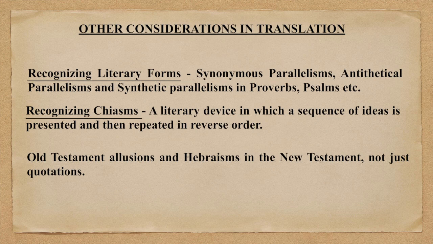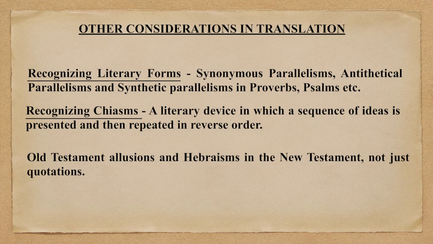Other considerations in translation: literary form and the use of the text, particularly in translating the poetic texts such as Proverbs and Psalms, which use various types of parallelisms, such as synonymous parallelism, antithetical parallelism, and synthetic parallelism.